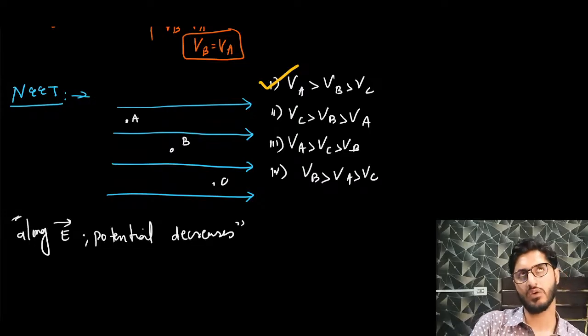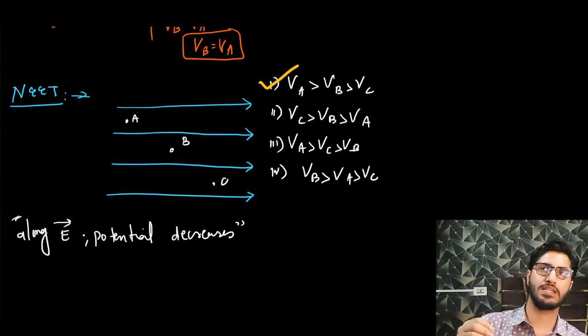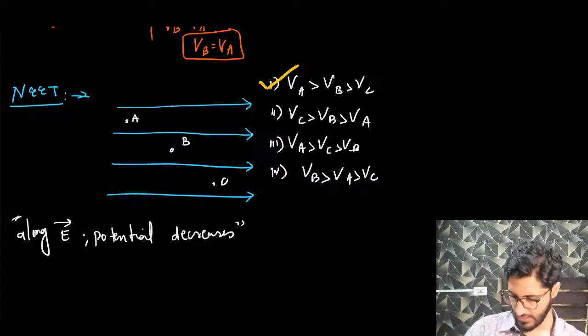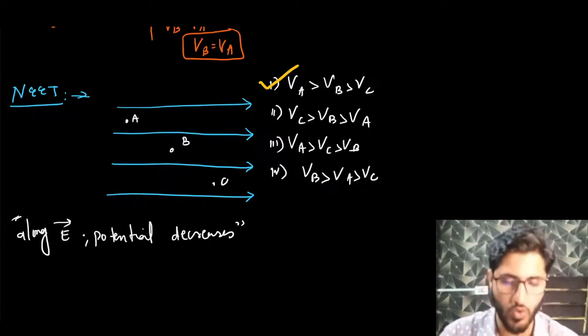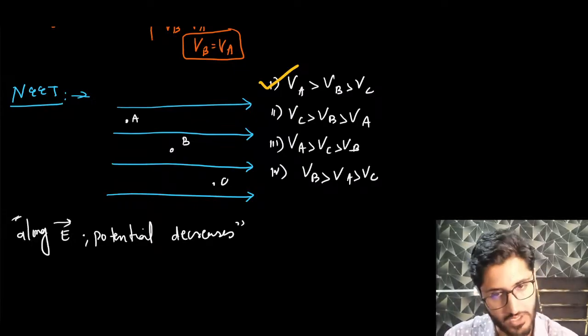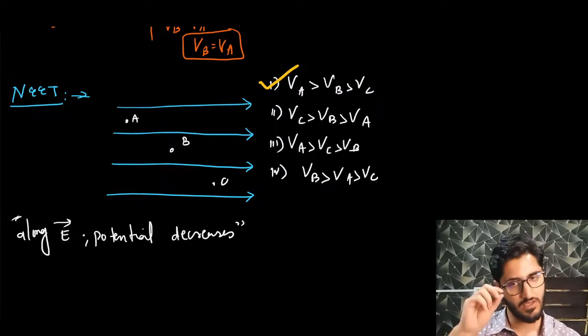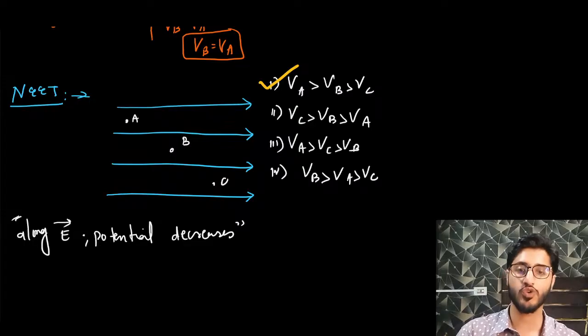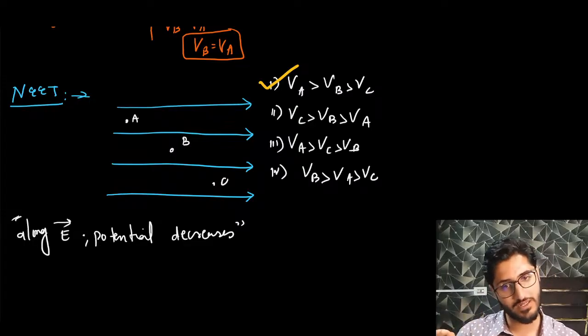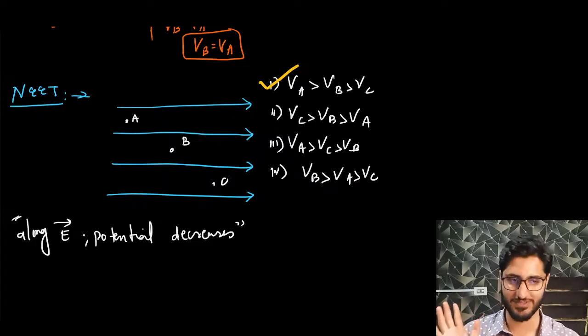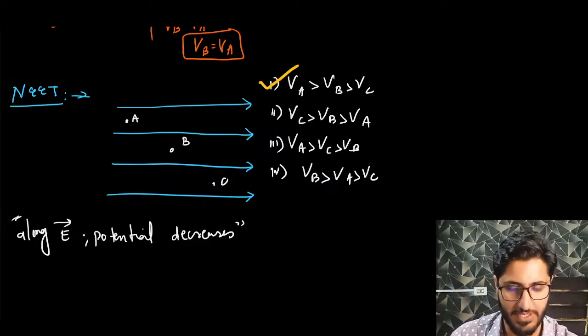Okay, now one more point. If we have a particle and we want to take it from one point to a different point on this equipotential surface, where both points are at the same equipotential, it simply indicates something. Look now.